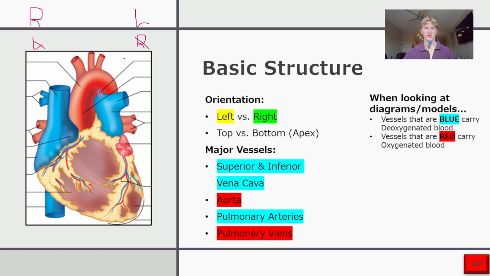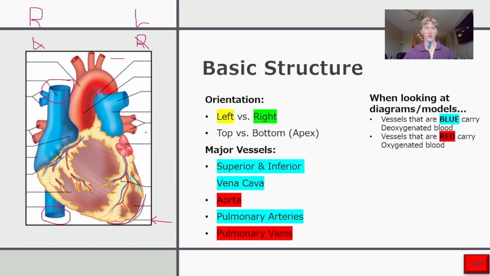The top side of the heart is just this portion here towards the top, and the bottom is going to be down here. And one important note is that the bottom of the heart, this little arc down here, is called the apex of the heart. So that's just something you might have to identify on an exam. And next, for major vessels, we first have the superior and inferior vena cava. So the superior vena cava is going to be this vessel right here that leads to the top of the heart. Superior means top, inferior means bottom. So if this is our superior vena cava, our inferior vena cava is just going to be this vessel right here coming into the heart from the bottom half.